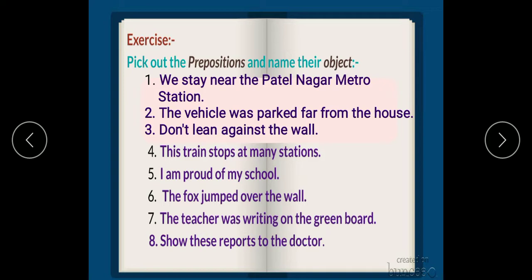Number 3, don't lean against the wall. Number 4, this train stops at many stations. Number 5, I am proud of my school. Number 6, the fox jumped over the wall. Number 7, the teacher was writing on the green board. Number 8, show these reports to the doctor.